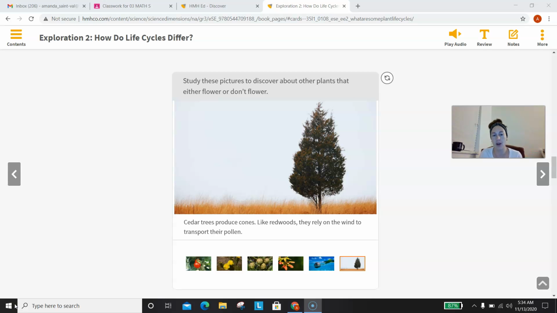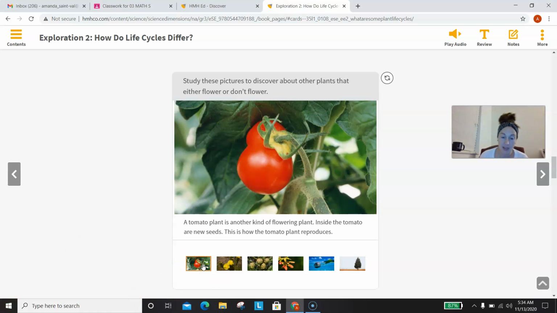I want you to go ahead and look at the pictures that you have on page 196. It's flowers and cones galore on page 196. And it's these pictures. I'm going to start with a tomato. It's going to be at the very top. And we're just going to read these together.